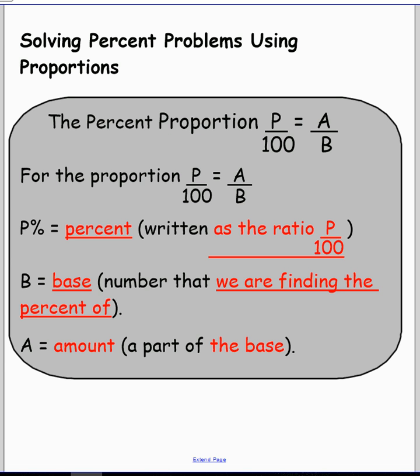For this proportion, P over 100 equals A over B, the P is the number from the percent, and so we write it as the ratio P over 100 because we know the percent means out of 100. We're writing our percent as a fraction. And then on the other side of our proportion, the B is the base. It is the number that we are finding the percent of, and A is the amount, the part of the base, or the amount that the percent is equal to.